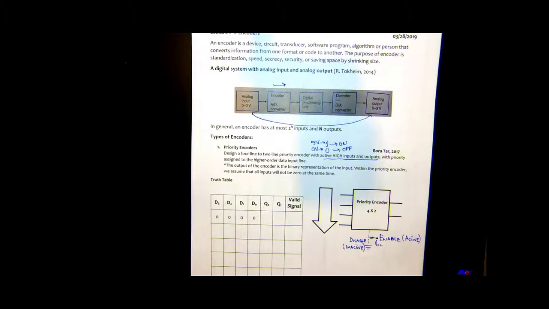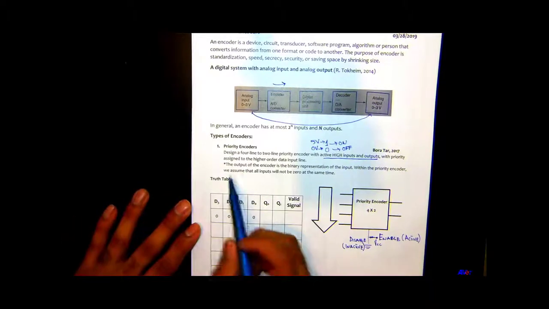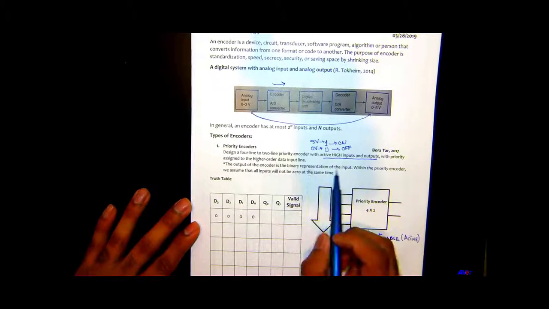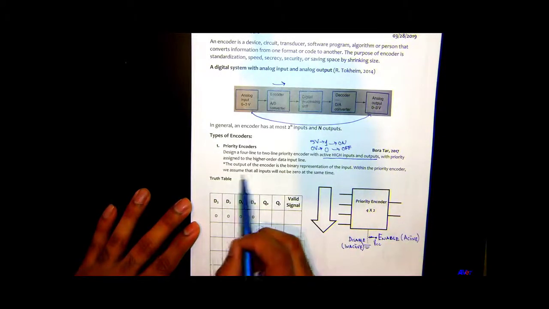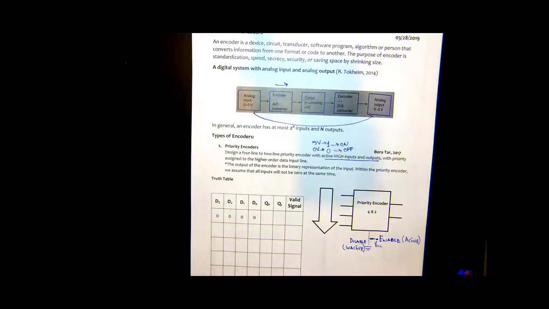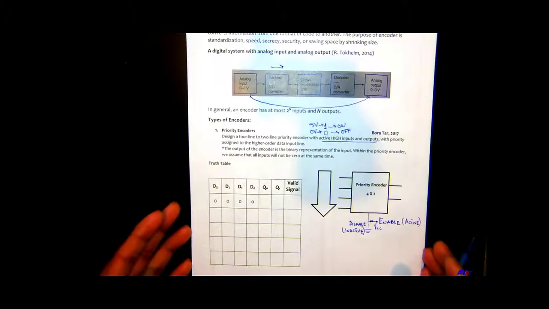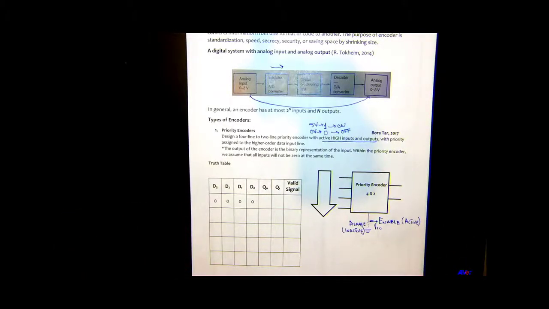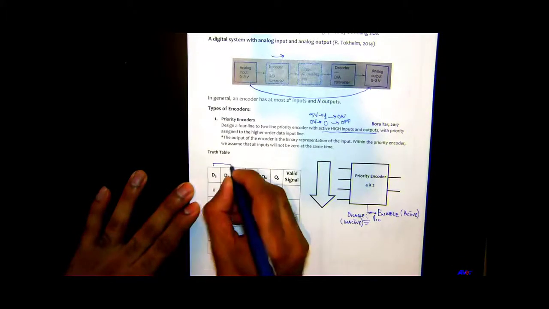The problem with the encoder is that we just saw that at one time it takes one input which is high. What is going to happen when more than one input is high? Then it might be very confusing for the encoder, and that is where the priority encoder comes in very handy. Note that the output of the encoder is the binary representation of the input. Within the priority encoder, we assume that all inputs will not be 0 at the same time. It's not possible that all the inputs are 0. So say we have 4 inputs, D3, D2, D1, and D0, and we are going to complete the truth table for it. These are the inputs right here.